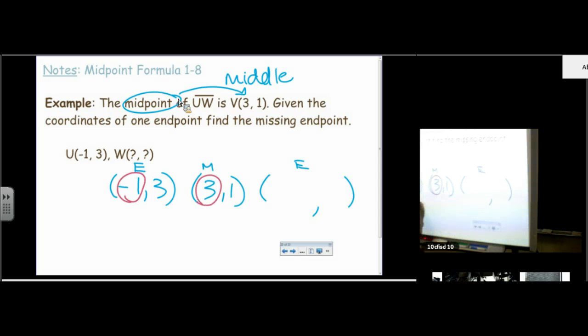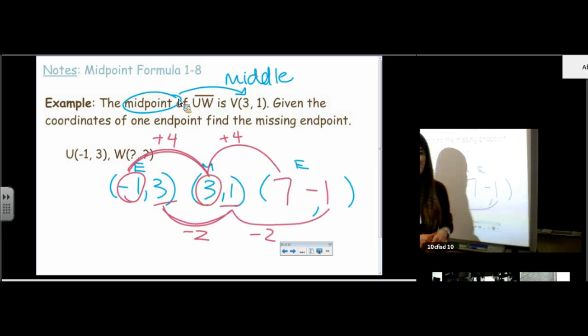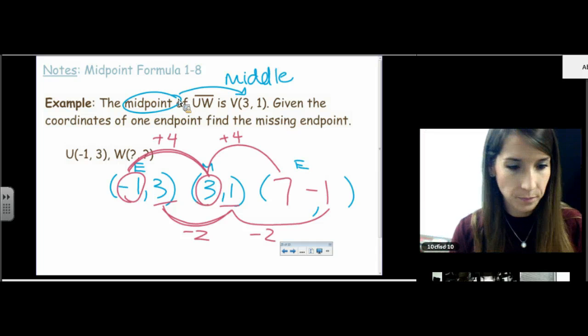Circle, circle, underline, underline. How far do you leap from -1 to 3? Plus 4. So you're going to leap plus 4 again. 3 plus 4, and you should get 7. Okay? How far do I leap from 3 to 1? -2. So we're going to leap -2 again. 1 minus 2, -1. So our answer is 7, -1.